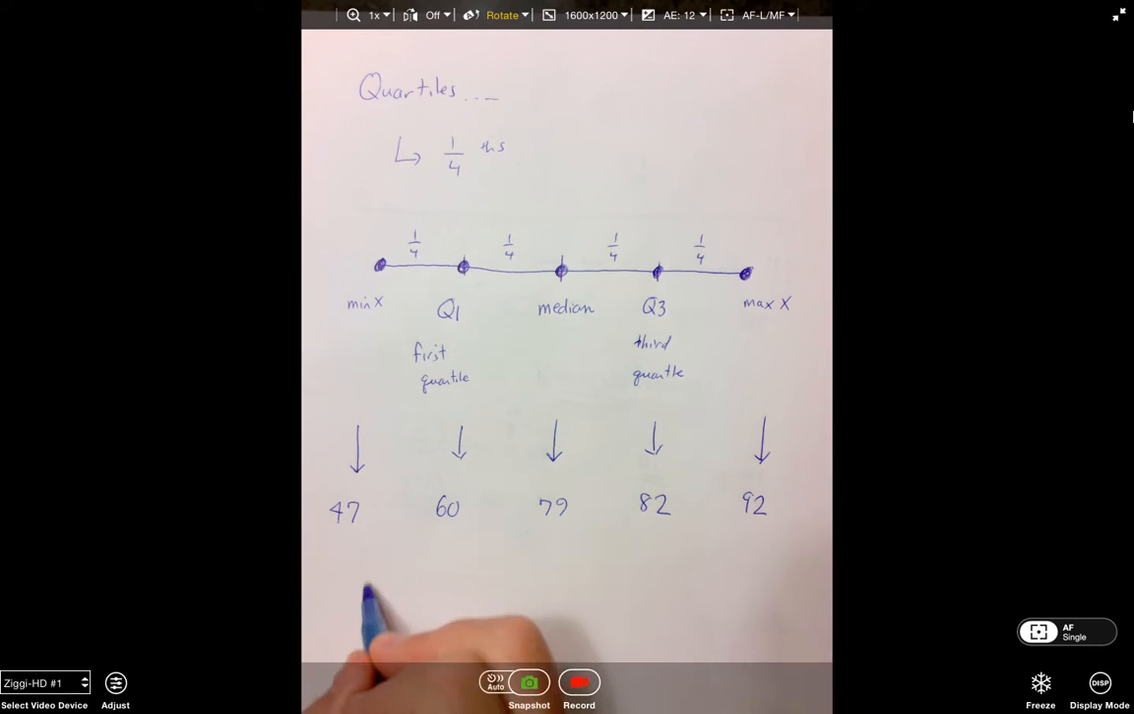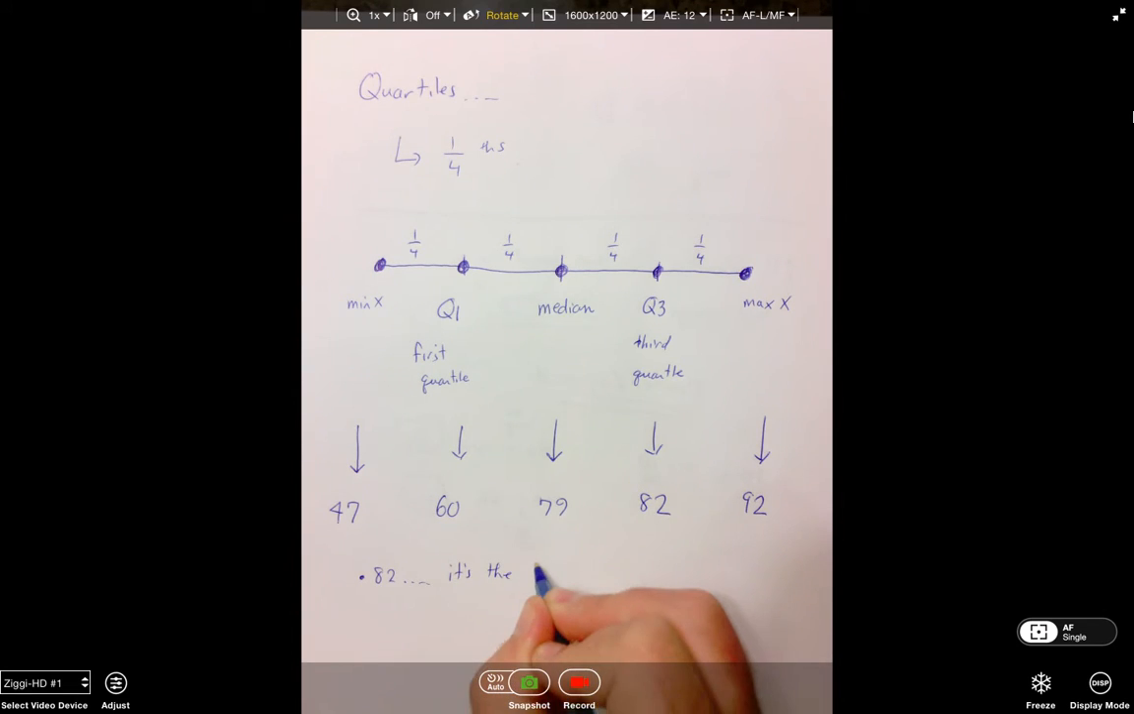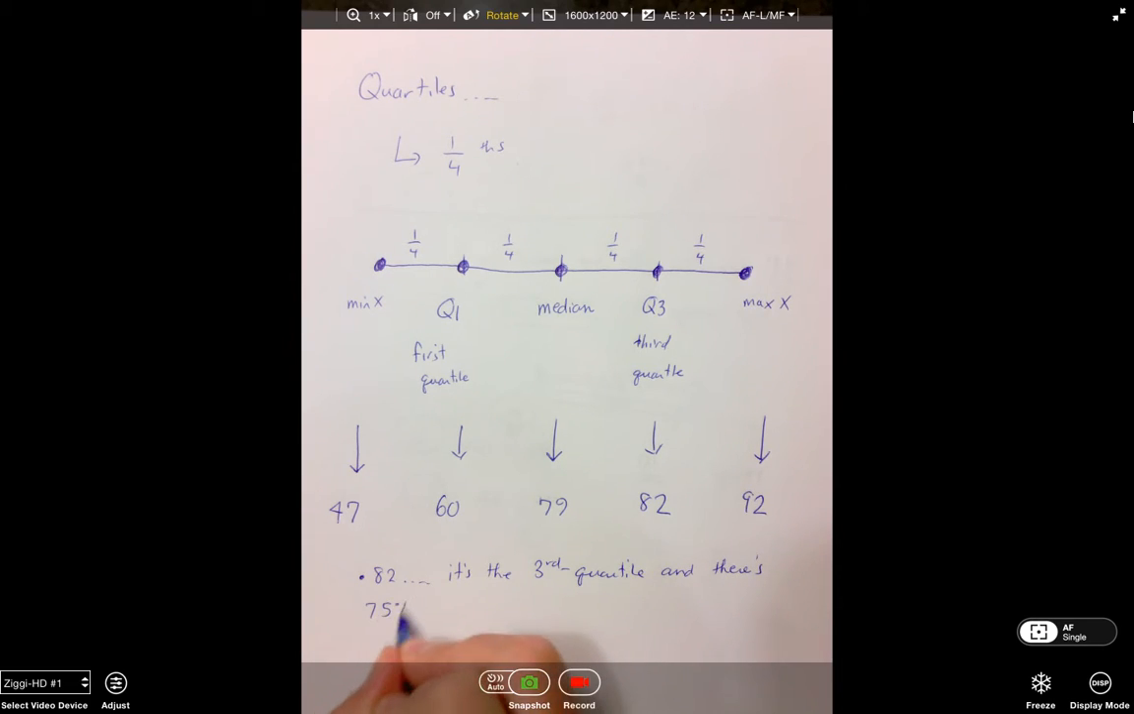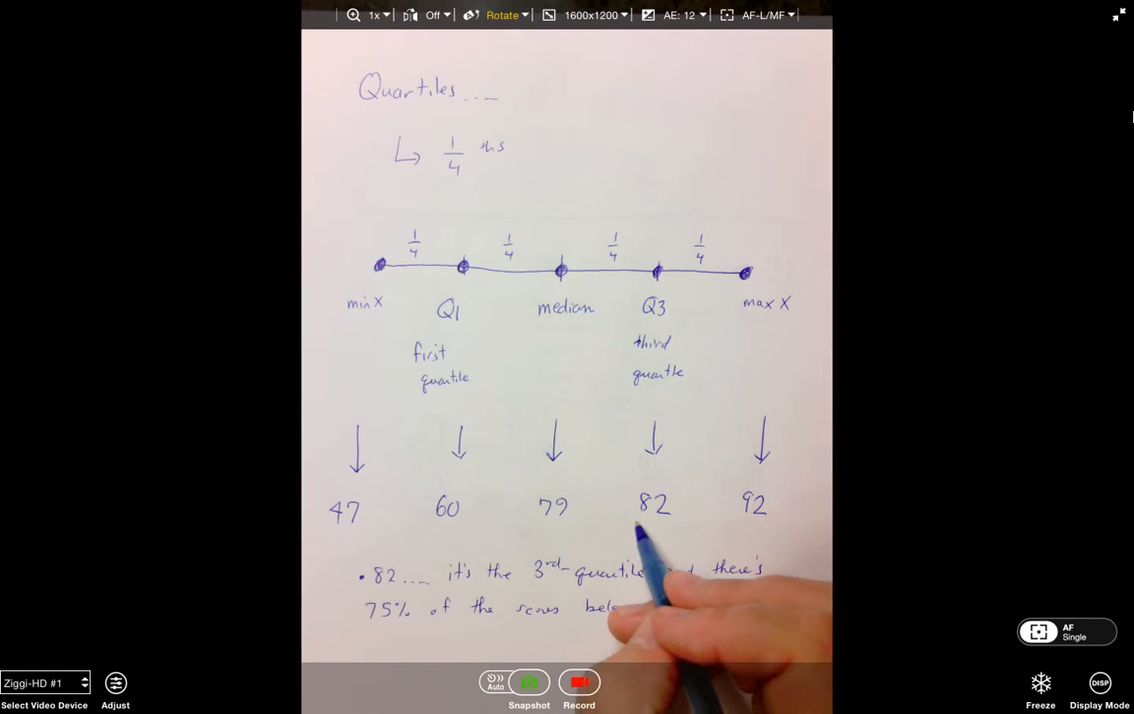So, how do we define, what does this 82 tell us? It's the third quartile. And there's 75% of the scores below it. So our Q3 is 82. And we describe things in terms of location as percent below. And 75% of the scores below it.